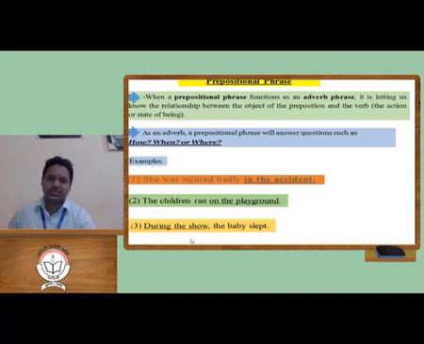Yes, students, so I think you can easily understand: in the accident, on the playground, during the show. These are prepositional phrases, but here you can also call them adverb phrases. Here they are used as adverb phrases. So you can see prepositional phrases can also be used as adjective phrases and adverb phrases.